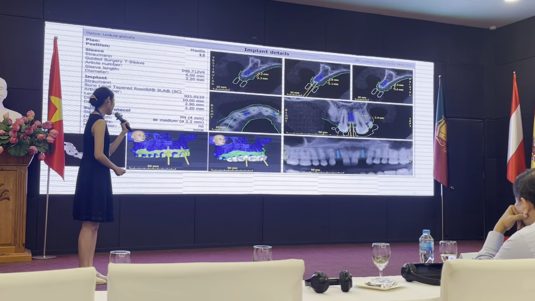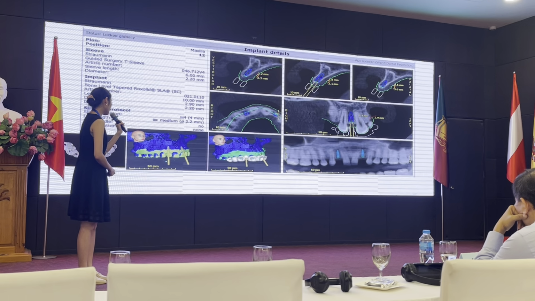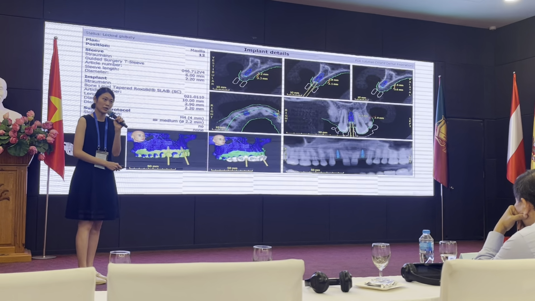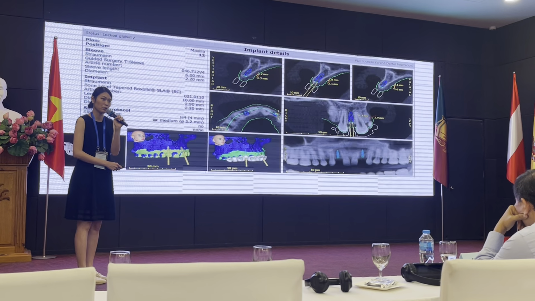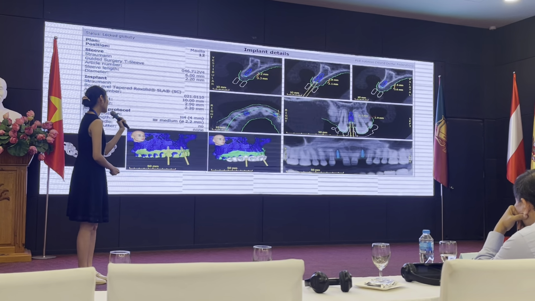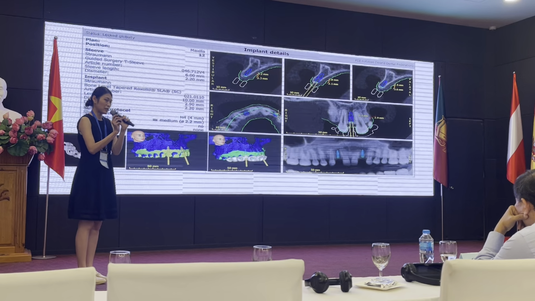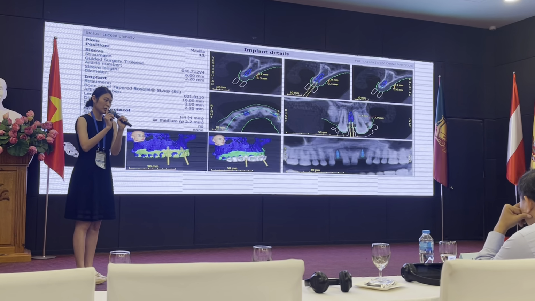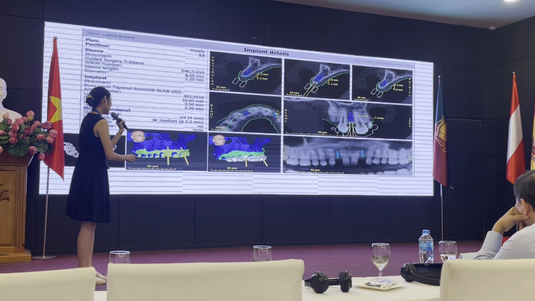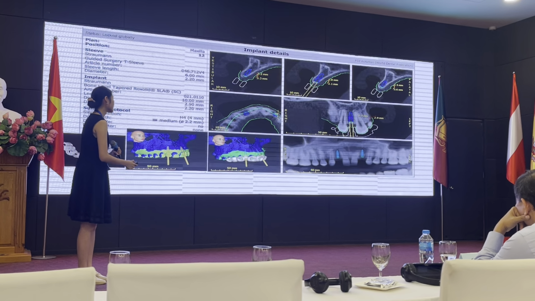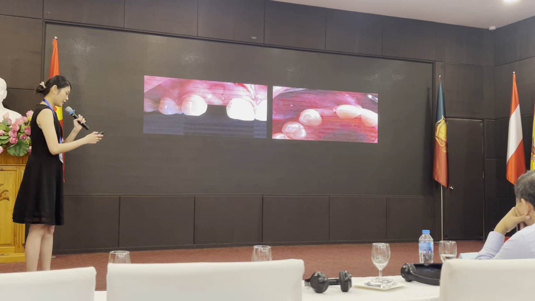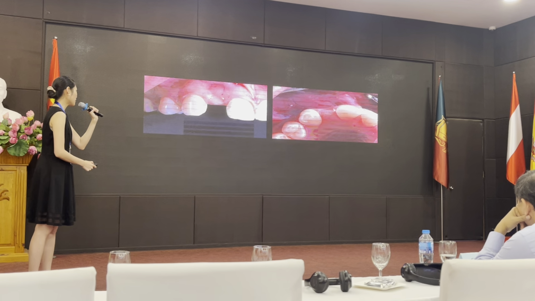And as you can appreciate here that I did the dual scan, and also you can appreciate how thin the bone is gonna be. So in this case, we decided to go with 2.9 by 10 millimeter. And because the space is very limited and you want to make sure you have an ideal implant position, so we decided to do this guided. So this is how it started.